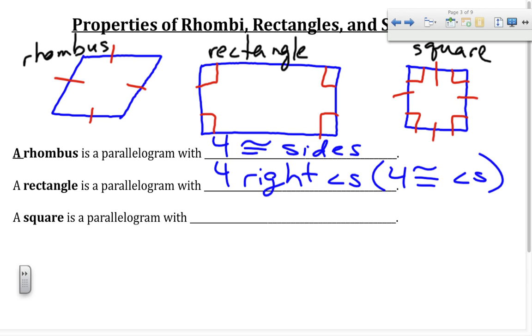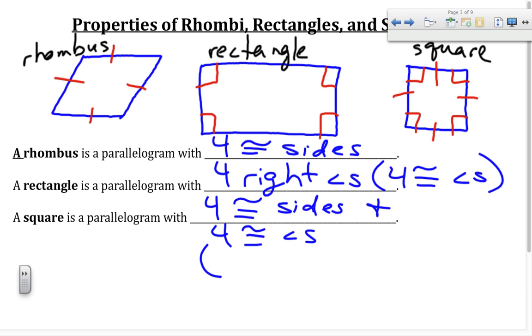And I already mentioned that a square is a rectangle. What else is a square based on its markings? It is also a rhombus. So a square is a parallelogram with 4 congruent sides and 4 congruent angles. And whatever is true about a rhombus and a rectangle is also true in a square. It is a square. It is a rhombus and a rectangle.